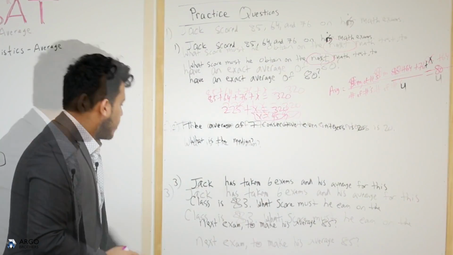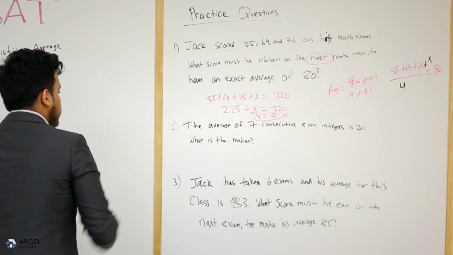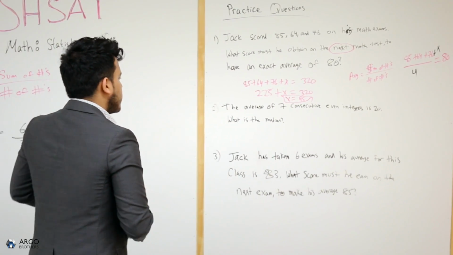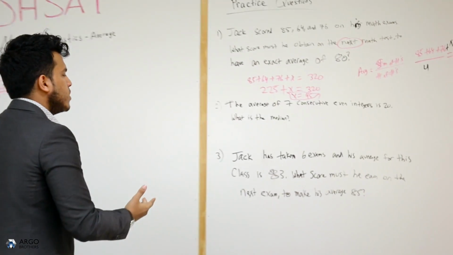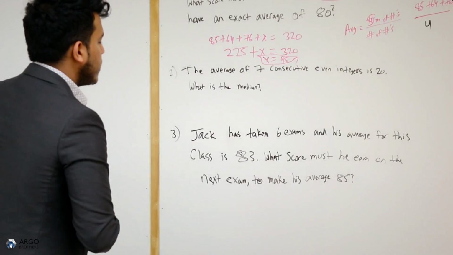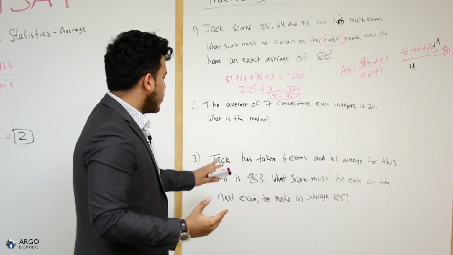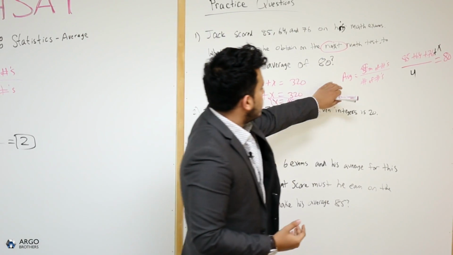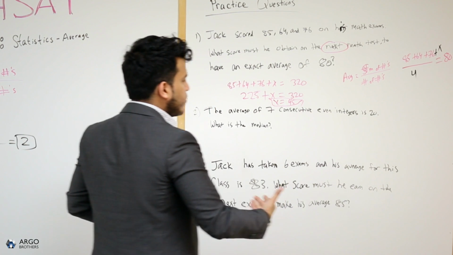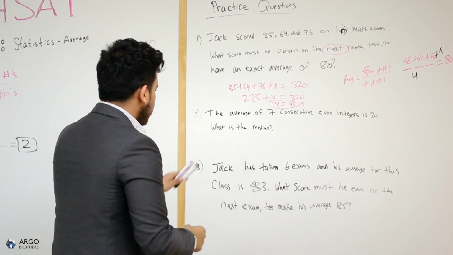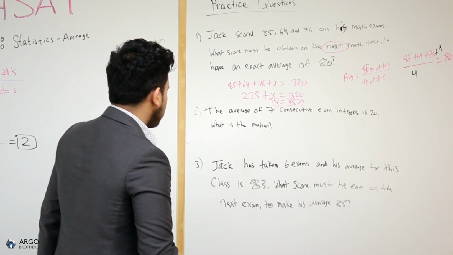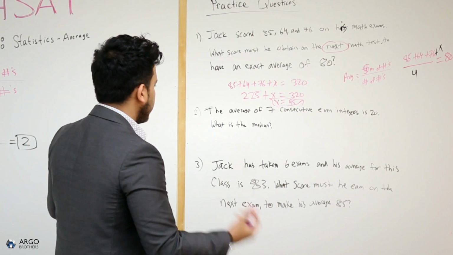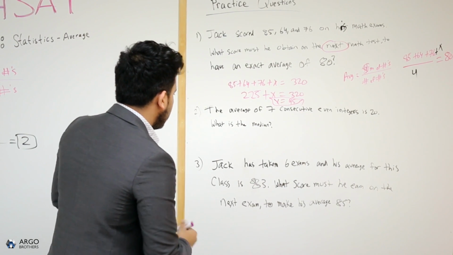First, let's go over here, even though I know we skipped number 2. Jack has taken 6 exams, and his average for this class is 83. What score must he earn on the next exam to make his average 85? Once again, what I would suggest is automatically writing this formula down: average is equal to sum of numbers over number of numbers. Let's see what kind of information they give us. He's taken 6 exams. His class average is 83. Okay, fantastic. Not so hard.